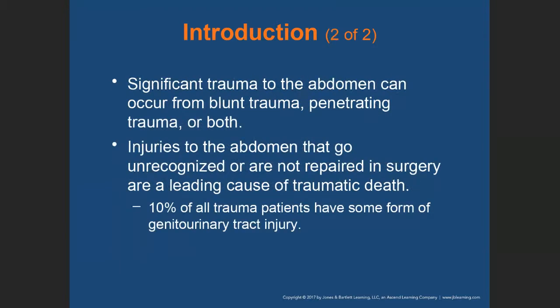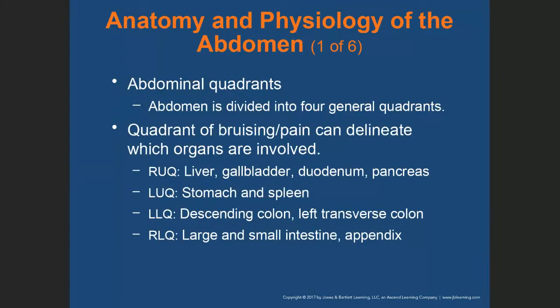Significant trauma to the abdomen can occur from blunt trauma, penetrating trauma, or a combination of both. Injuries to the abdomen that go unrecognized and are not repaired in surgery will be the leading cause of death for these patients. 10% of all trauma patients have some form of genitourinary tract injury. Let's review the anatomy briefly.